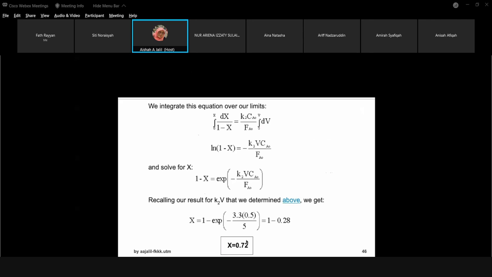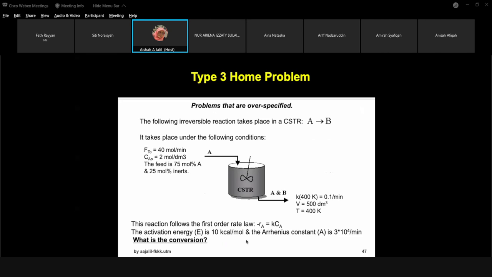You can see various types of questions. This is the simple one. Over specified, type 3. They want to calculate what is the conversion. They give you A to B, all given. The feed is 70% mole of A, but mixed with 20 moles of inert.